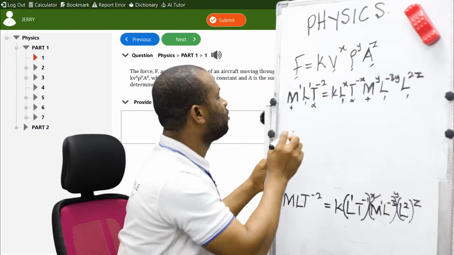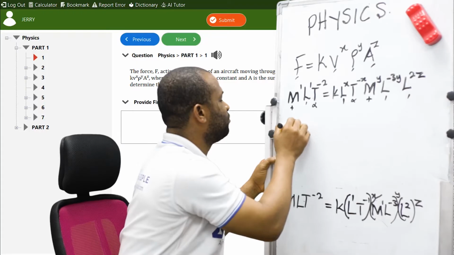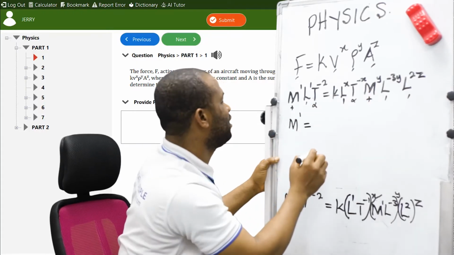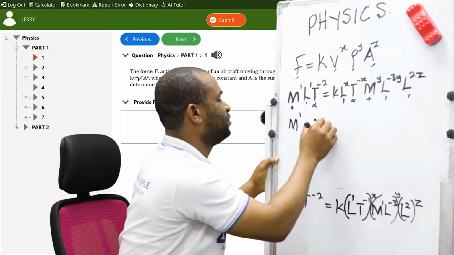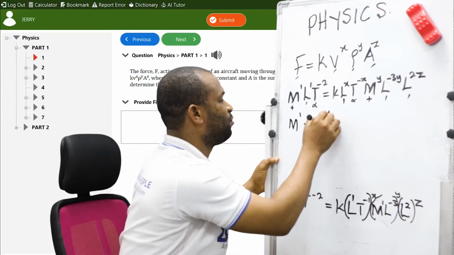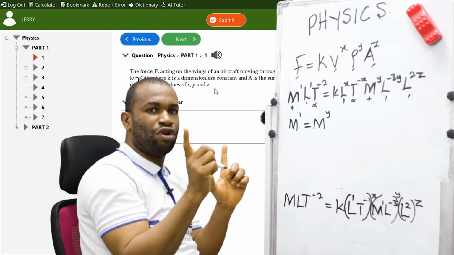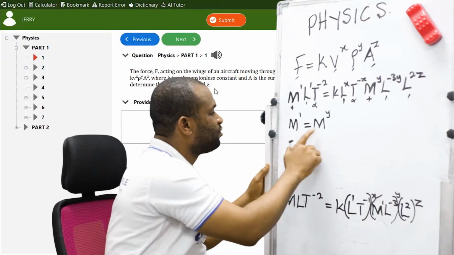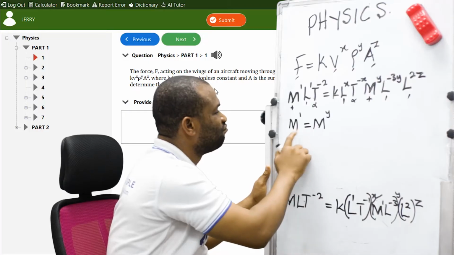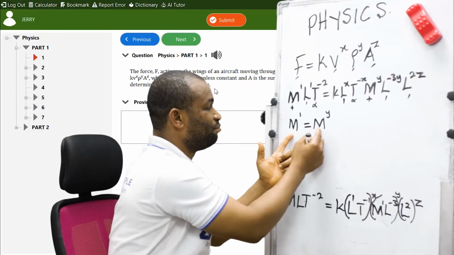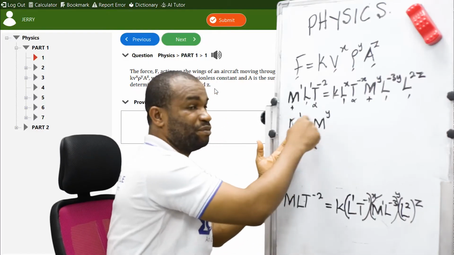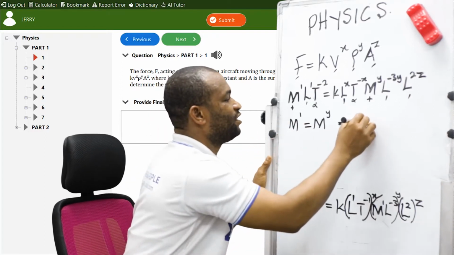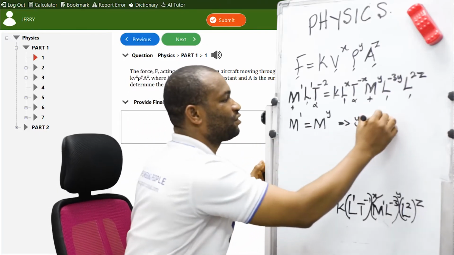So I'm grouping, let me start from M. M raised to the power 1 is equal to, the first M is this. Another M is here, raised to the power Y. What does that mean? According to the law of exponential equation or indices, when the two sides of an equation have the same base, their powers must be equated. This implies that Y is equal to 1. Simple. I've gotten Y.